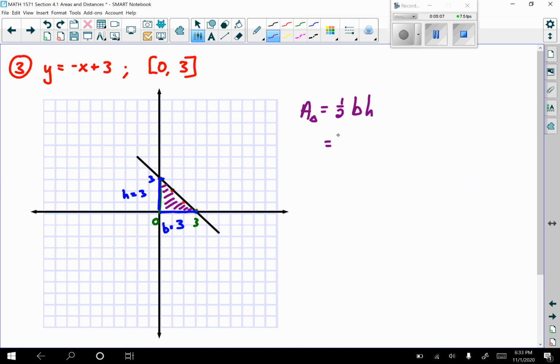So we're just looking at 1/2 of 3 times 3, which is 9 halves square units, or you could say 4.5 square units. It's perfectly fine to leave it like this.